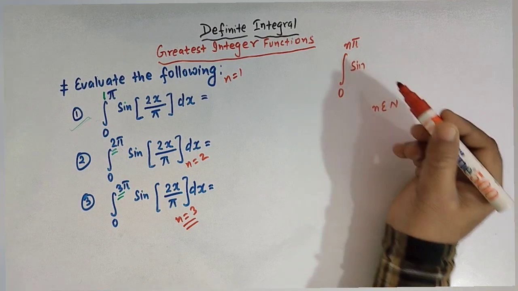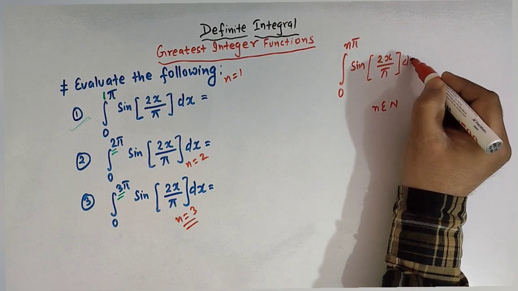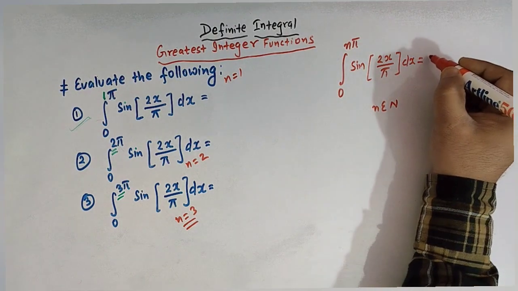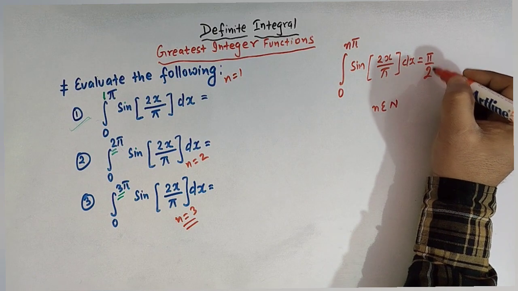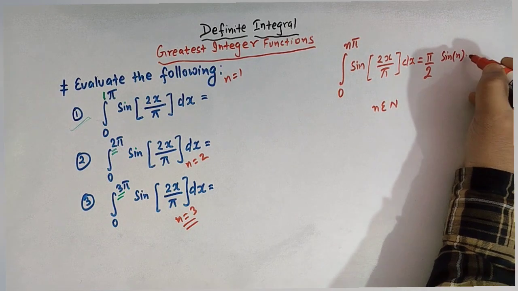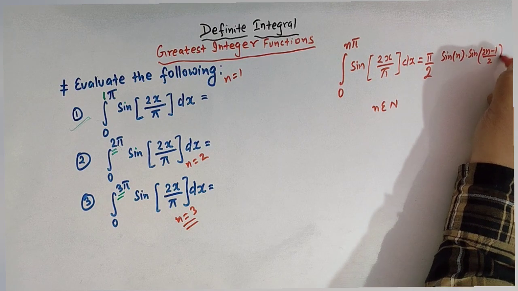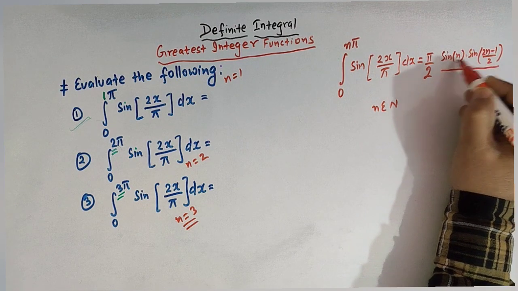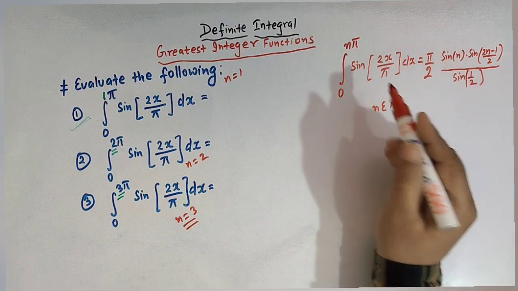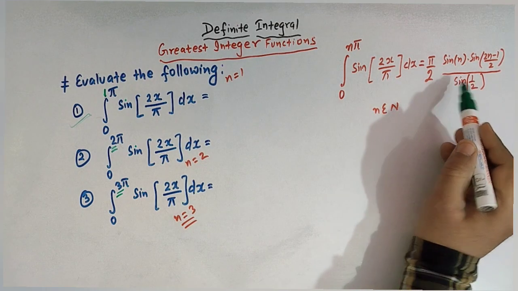If we have the integrand as sine of the greatest integer of 2x over pi, dx, then what is the value of this integral? Here we will write the direct value. We can write pi by 2 as the first term, and then we have sine of n, multiplied by sine of (2n minus 1) over 2, and we divide this term by sine of half. So this is the value of this integral. Now let us quickly write the values of these three integrals using this result.